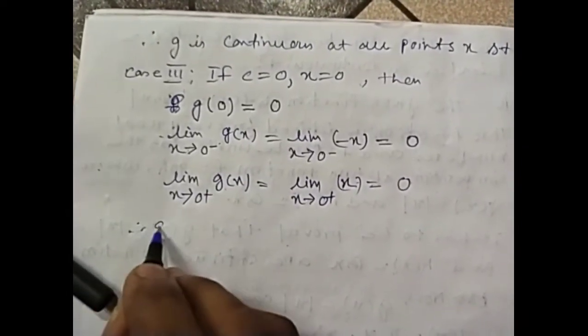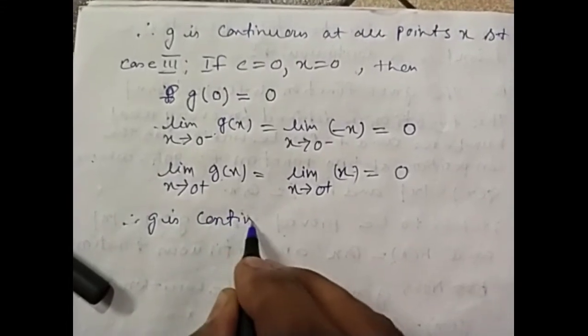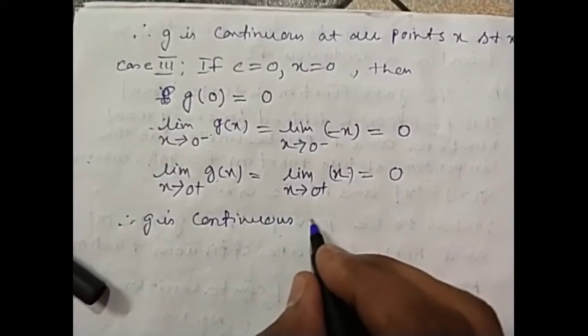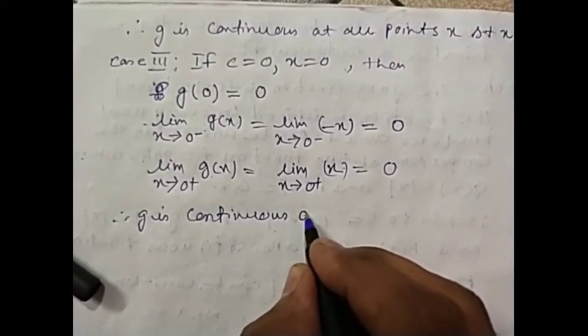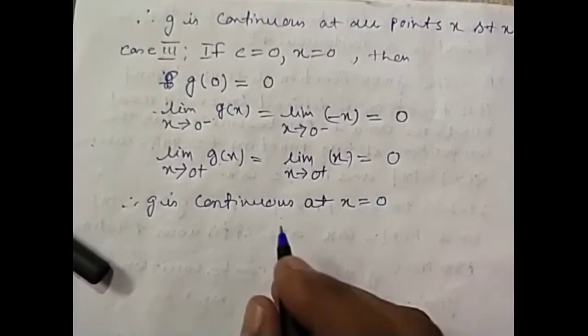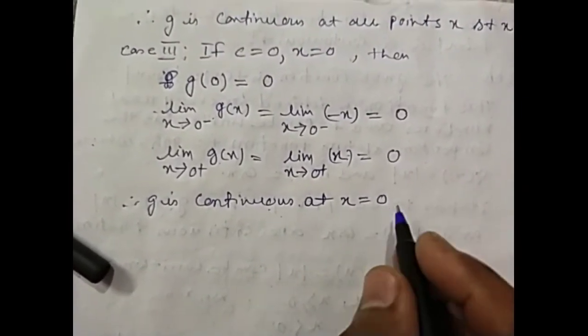Therefore, g is continuous at x equal to 0, or g is a continuous function at x equal to 0.